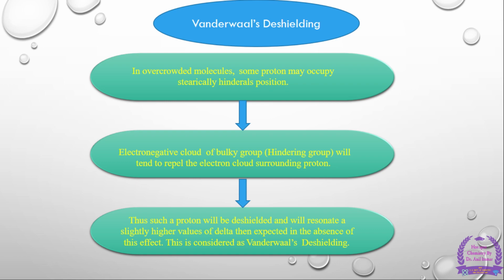Van der Waals deshielding. In overcrowded molecules, there are some protons which may occupy a sterically hindered position. Also, electron clouds of bulky groups, that is hindering groups, will tend to repel the electron cloud surrounding the proton. Such a proton will be deshielded and will resonate at a slightly higher value of delta than expected in the absence of this effect. This is considered as Van der Waals deshielding.